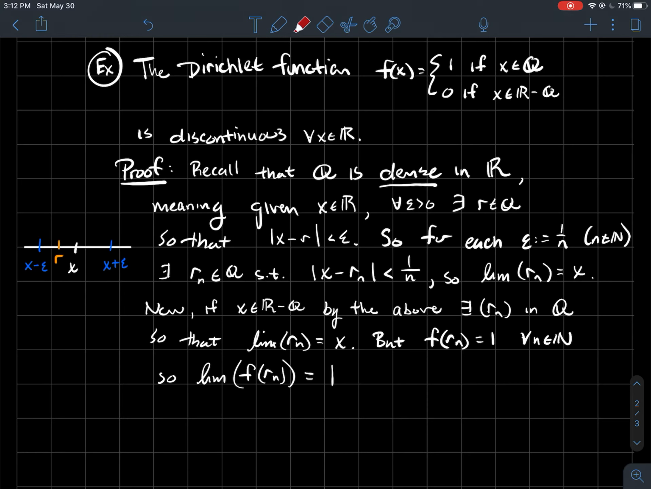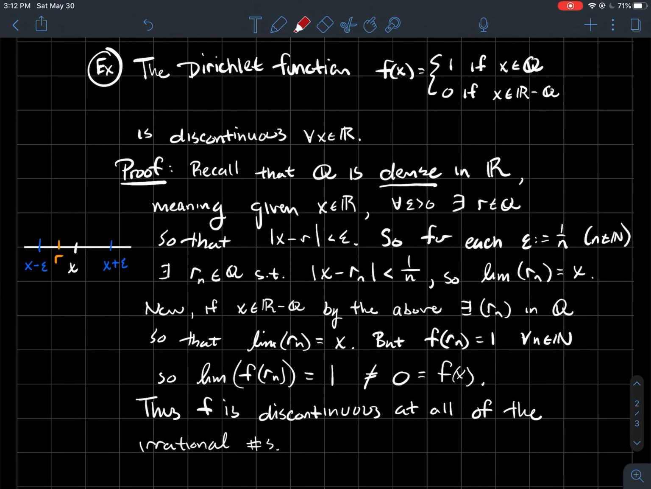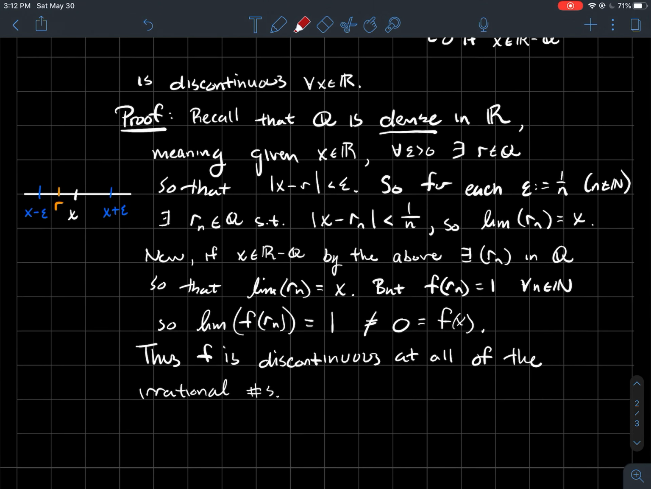But what should it be? What is it not, actually? So 1 is not equal to 0. I feel pretty good about saying that. But that's f of x, right? If x is irrational, then f of x should be 0. So what did we just do? Again, we used the sequential criterion to help us out here. I found a sequence such that the limit of the outputs is not actually equal to the value of the function. It's not actually equal to the output of the function at x. So what that just showed is that f is discontinuous at all the irrational numbers.